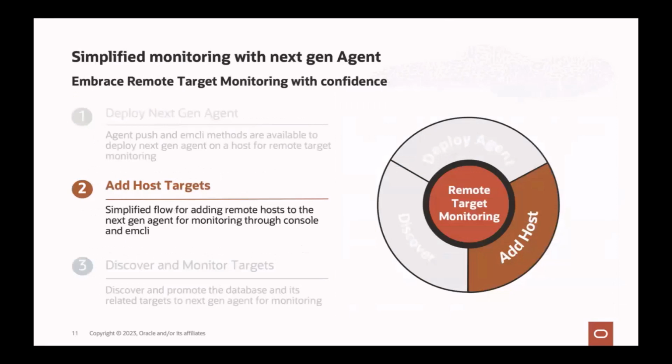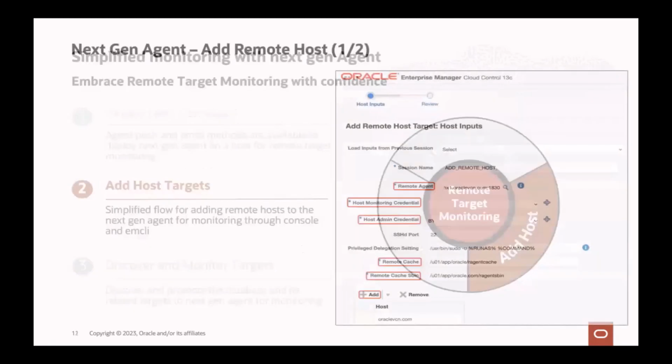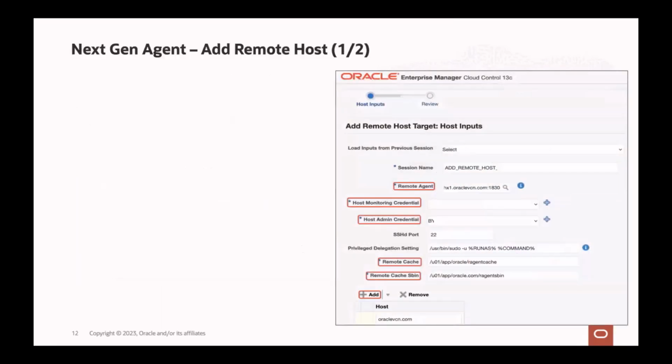In the first step, you have seen setting up the next-gen agent deployment on the host. Now let's move on to the next step, which involves adding remote host target to the next-gen agent. So we will look into the simplified flow to accomplish this task effectively. Let's look at the UI flow for more details. The navigation path will be setup, add targets manually, add remote host targets.